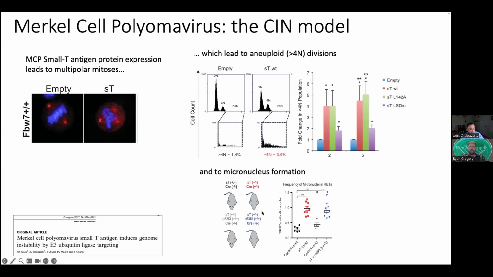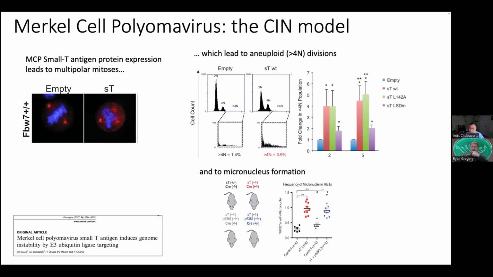And what they found was that mice overexpressing the small t antigen in the presence of CRE, which allows it to be expressed, end up with a higher frequency of micronuclei. So what you can see over here is that you're ending up with aneuploidy. Now, once you have aneuploidy, then that sets in motion steps of carcinogenesis. That's true for all categories of carcinogens and for viruses as well.